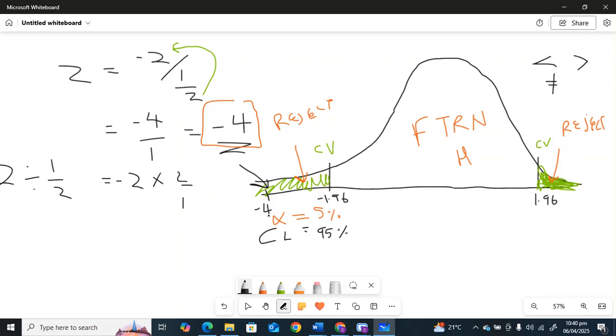So you're going to say, since your test statistic, negative 4, is less than the critical value, which is negative 1.96, we have enough evidence to reject the null hypothesis. So we're basically saying the average return is not 12%. Any questions?